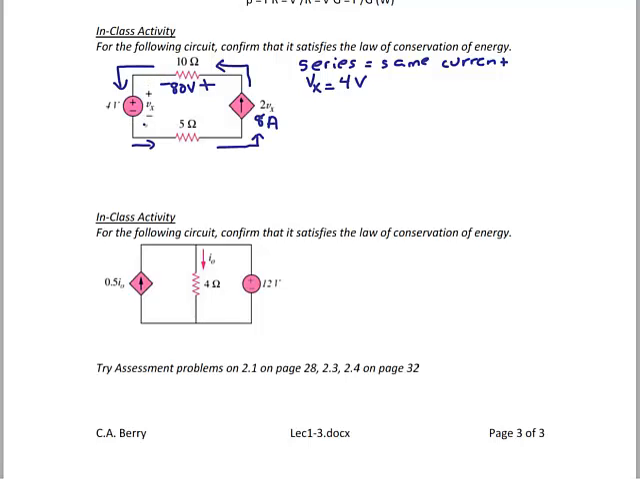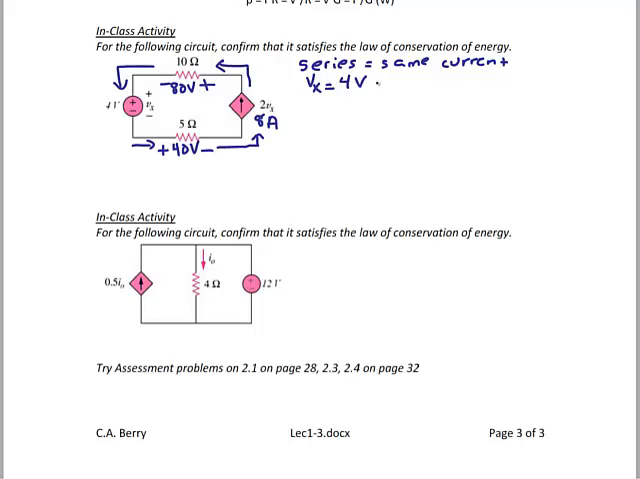and I come down here for the 5 ohm resistor. Since resistors are drawn to drop voltage, I put the positive on the left and the minus on the right. 8 times 5 is 40 volts. I now have the current and the voltage for each of the elements other than the dependent source.